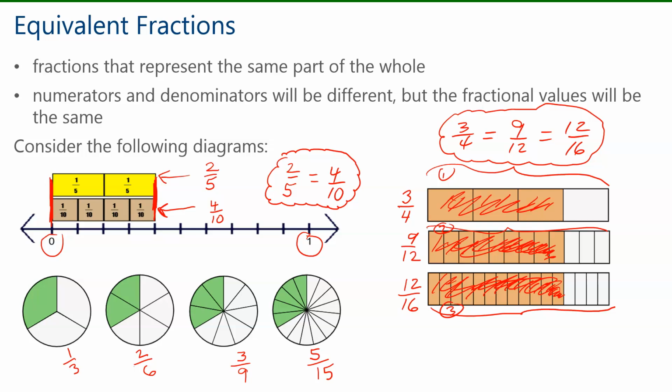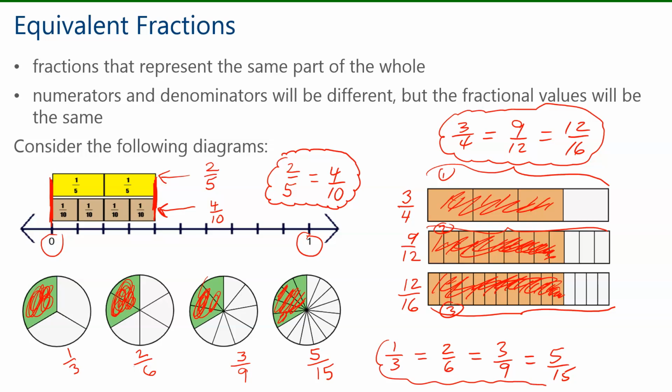Same size whole each time. Each of these circles is the same size. And if we look at the shading part again, the exact same amount has been shaded in each circle, thus leading us to the conclusion that 1/3 and 2/6 and 3/9 and 5/15 are all equivalent fractions. They all represent the same part of the whole.